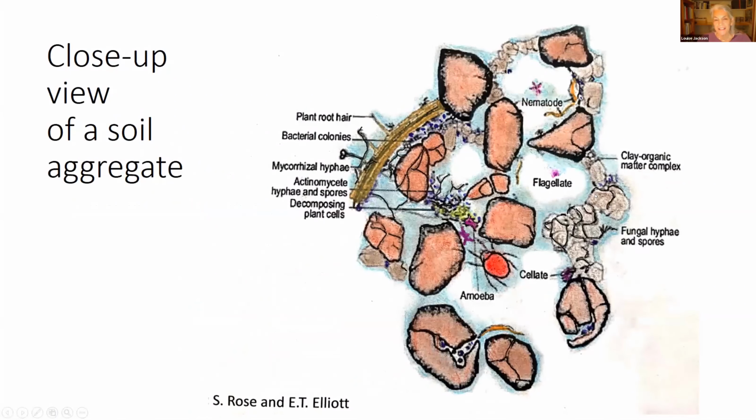So this diagram, it's not to scale, but it's really informative in thinking about the plant microbial and soil food web little microcosm. The tan pieces are sand and silt particles. What we see are clays built up with organic matter. It's a clay organic matter complex in the more gray colored material. That adds a lot of structure to the soil.